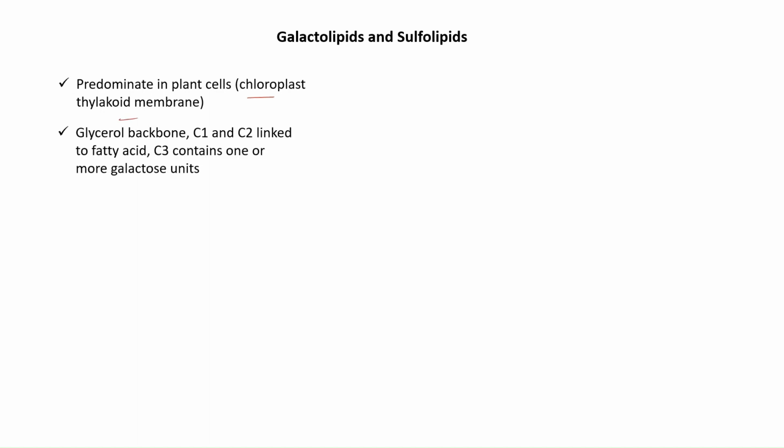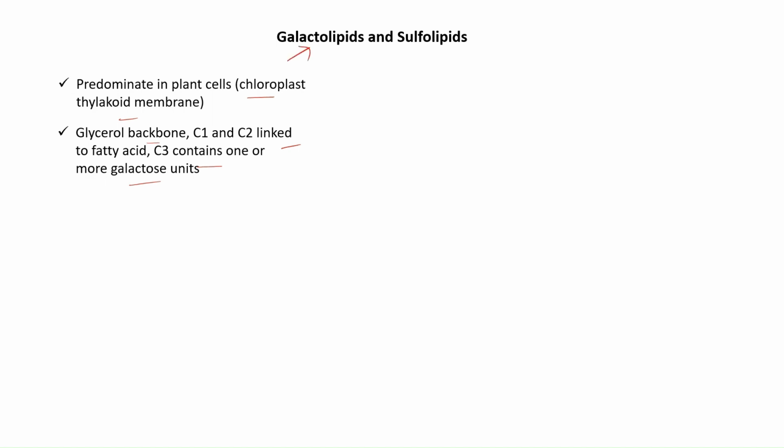These lipids are the predominant lipids found in the membranes of plant cells, specifically in the chloroplast thylakoid membrane. Here also the backbone is glycerol because, as I said, unless the name is sphingo, in all other cases the backbone should be glycerol. So it has a glycerol backbone. In this case, C1 and C2 are linked with fatty acids. C3 contains a galactose unit, because the name itself is saying galacto.